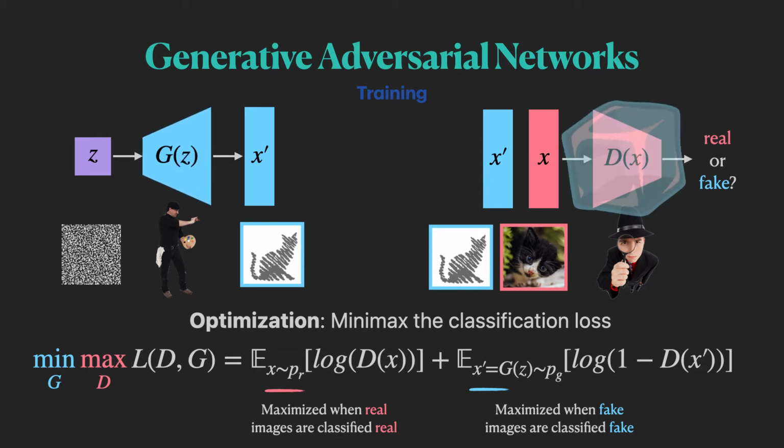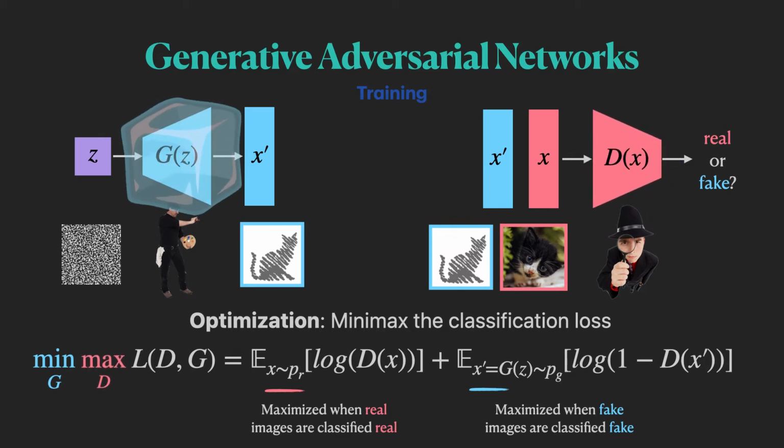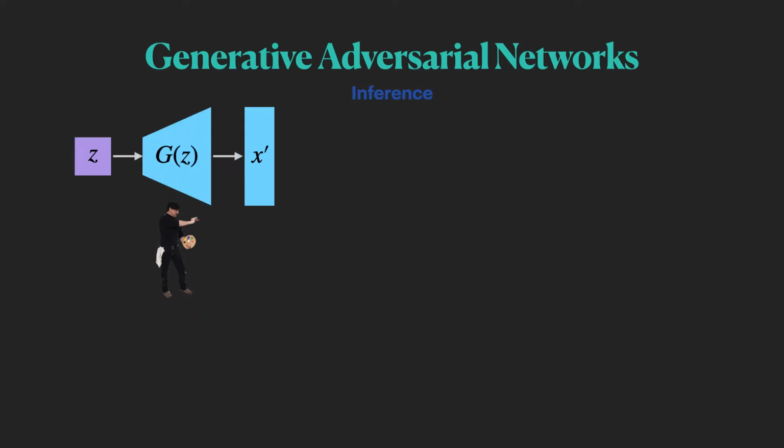When G is being trained, D is fixed, and we minimize the classification loss. And when D is being trained, G is fixed, and we maximize the classification loss. In inference, we no longer need the discriminator, we just randomly sample z to generate images.